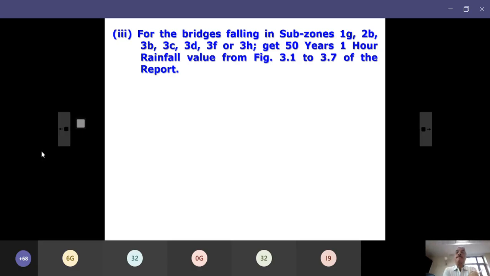So, these 7 zones, 1G, 2B, 3B, 3C, 3D, 3F, 3H, their data is available. 50 years, 1 hour rainfall values are available. That is the most accurate. So for these 7 zones, if you are falling in these 7 zones, then you get 50 years, 1 hour rainfall value. And how will you get it? For this first zone, figure 3.2, second zone 3.1, second 3.2, like that. There are figure 3.12, 3.7 in again RBF 16 report.